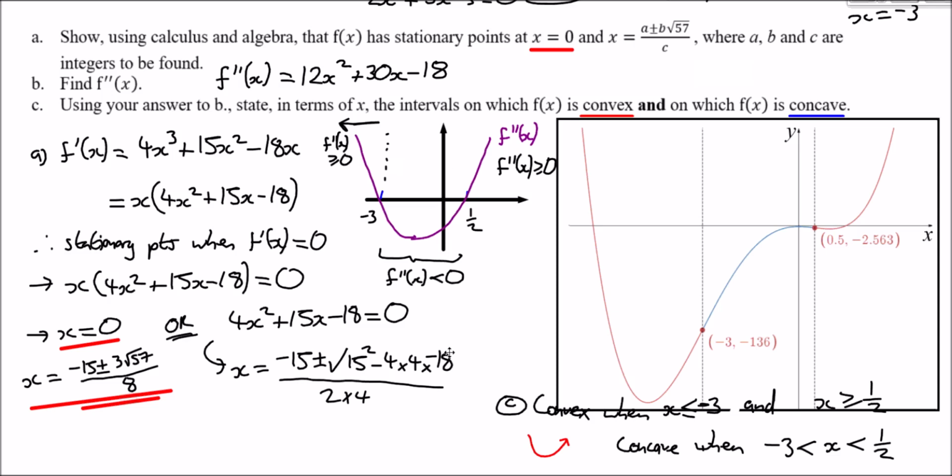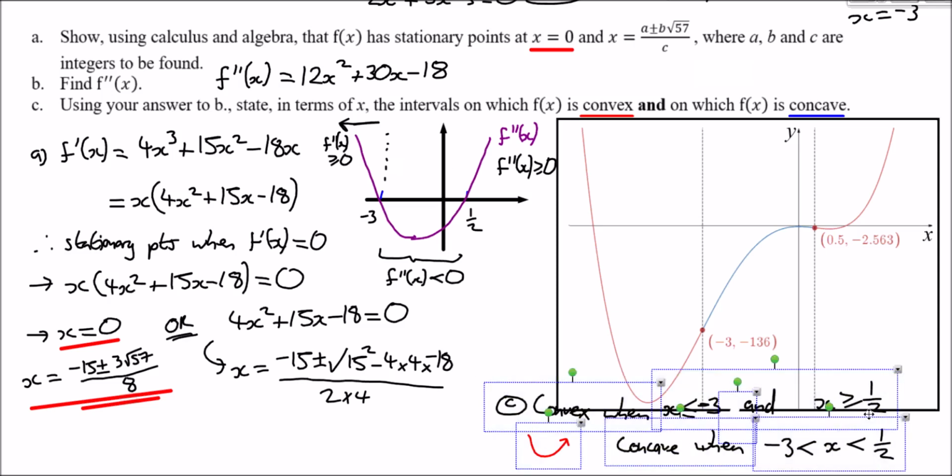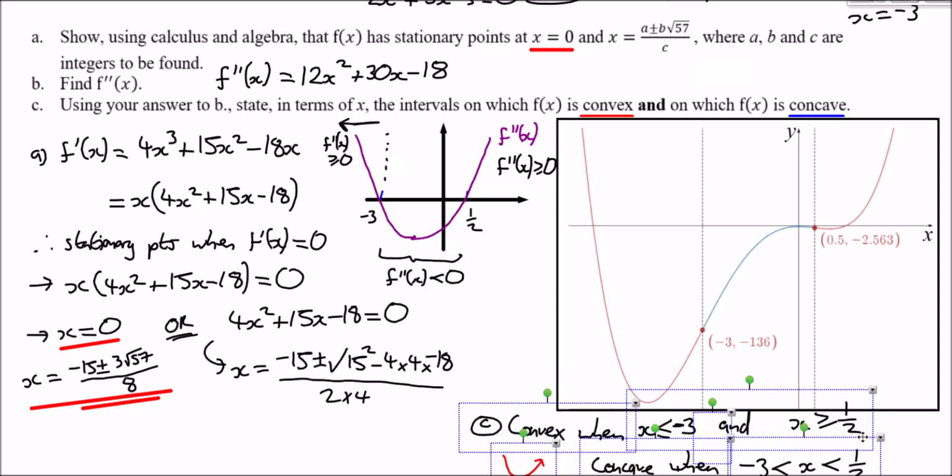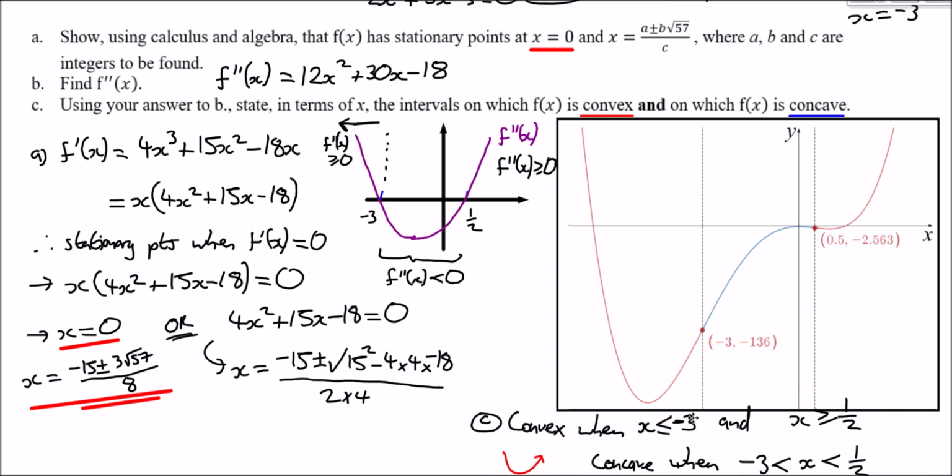I'll move this out of the way so you can see it a bit more clearly, like so. So it's convex when x is less than or equal to minus 3, or x is a half or greater. Concave when x is in between those 2 values. Let's have a look at the second worked example.